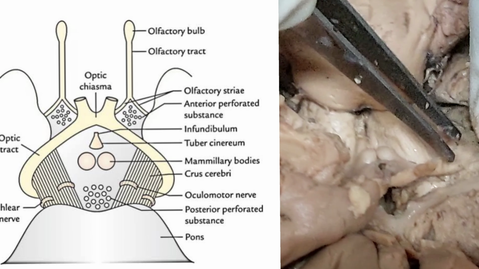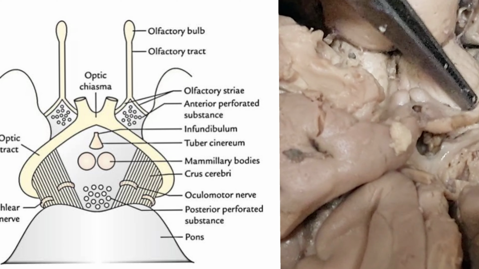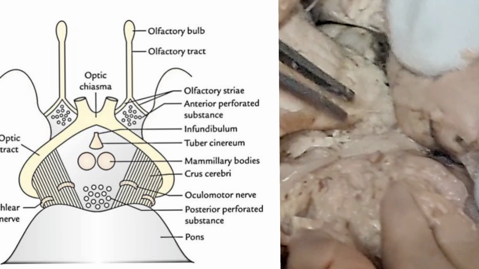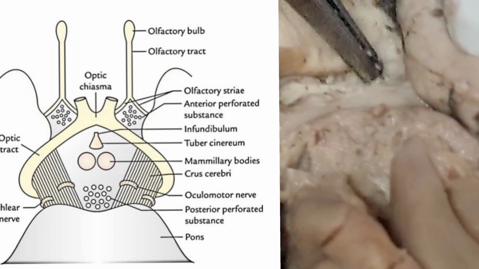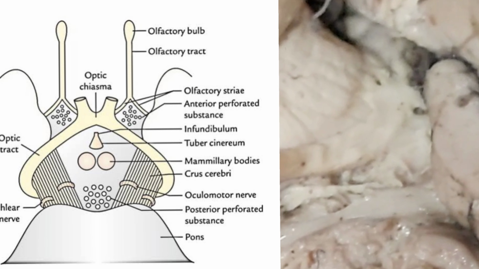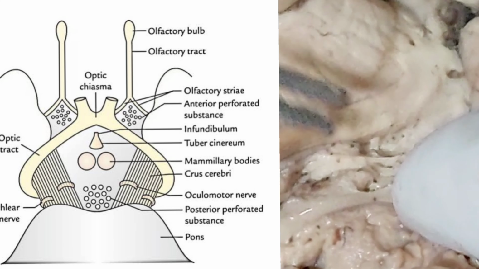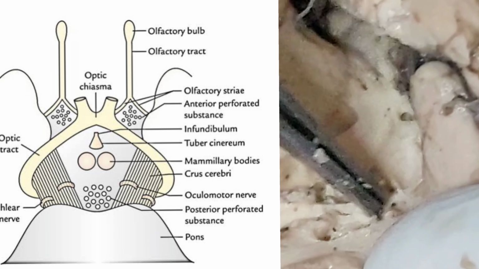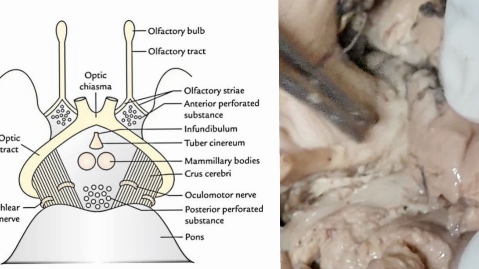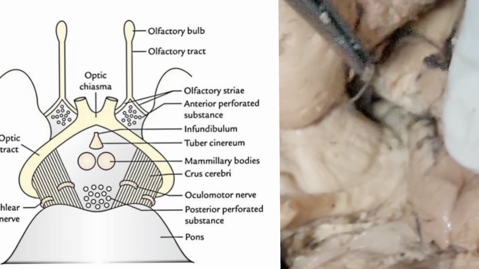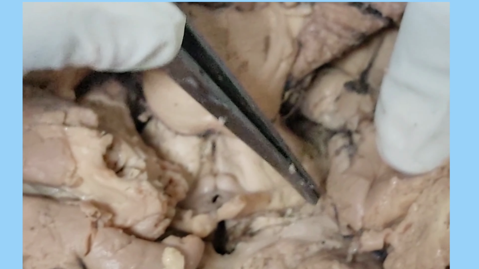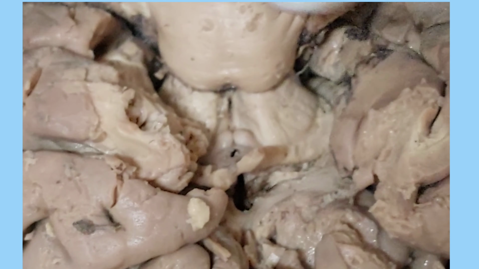And here, lateral to this olfactory tract, this area is the perforated area. Can you see the perforations? Small openings here. If you closely observe this area, you will see the perforations. These are small perforations. So this area is the anterior perforated substance lateral to this optic tract, and this anterior perforated substance is perforated by the middle and anterior cerebral arteries.